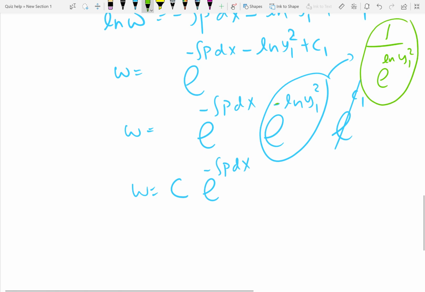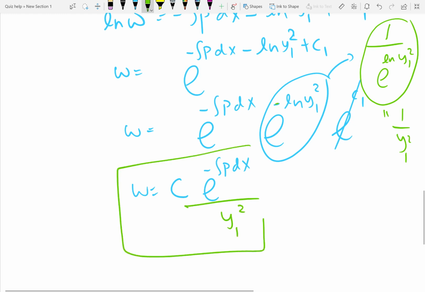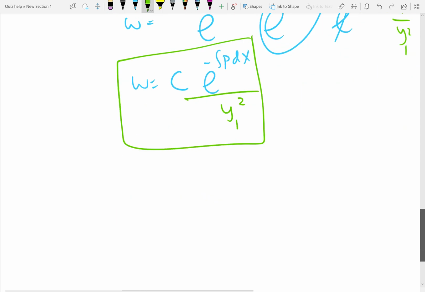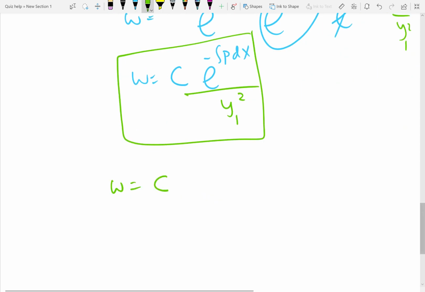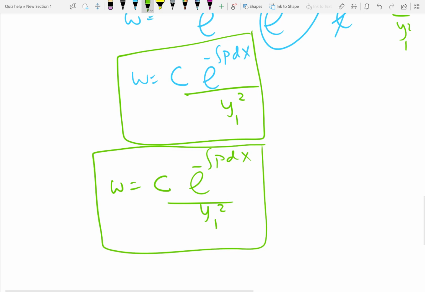Now e to the natural log y1 squared is what? Y1 squared. So this term is actually 1 over y1 squared. We are almost done, okay? So this is actually divided by y1 squared. So this is the answer. We are not done yet. So let's rewrite it. W is constant times e to the negative integral of p over y1 squared. Alright, we found W.